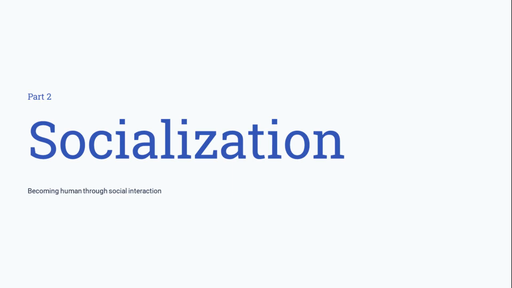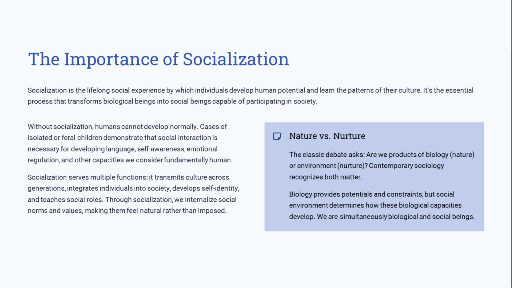Part 2 focuses on socialization, the lifelong social experience through which individuals develop human potential and learn cultural patterns. It's the essential process that transforms biological beings into social beings capable of participating in society. Socialization is crucial for human development, integrating individuals into society and teaching social roles.